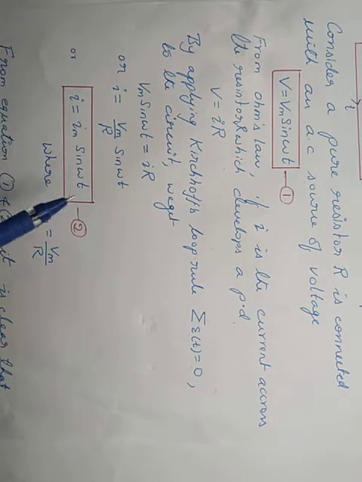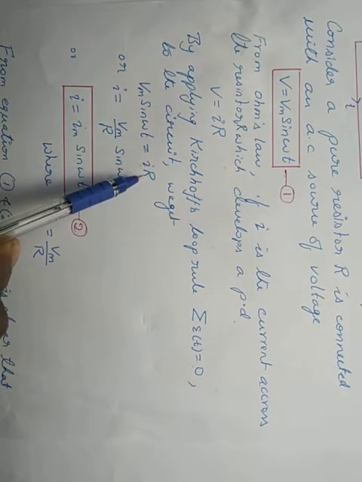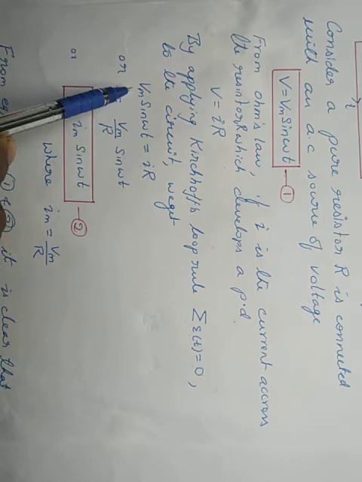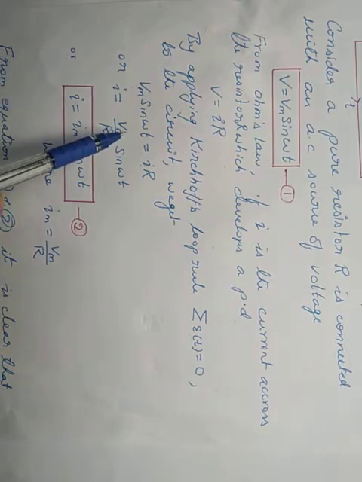Therefore, by Kirchhoff's loop rule we can write Vm sin omega t equal to IR. Clear? So we need the equation for current. Keep I here and bring R to the left hand side. You will get Vm by R into sin omega t. What is voltage by resistance? It is nothing but current.